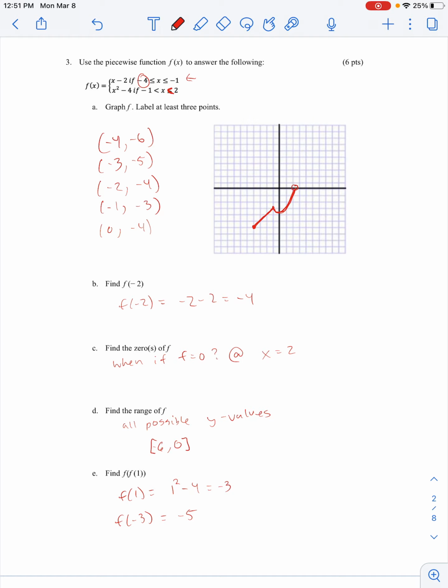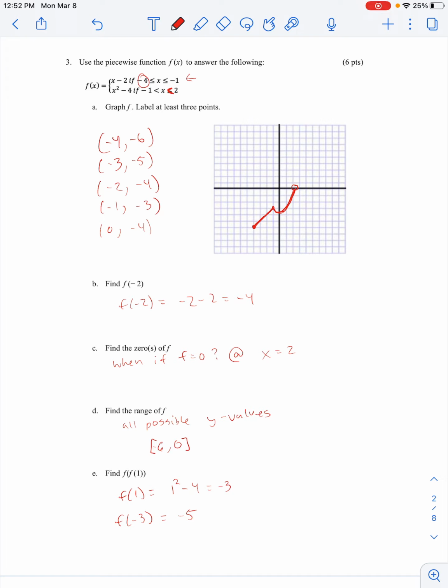Okay, so we're going to use our graph to answer the rest of these questions. If we want to find f of negative 2, we're going to use that first rule because negative 2 is between negative 4 and negative 1. So f of negative 2 is going to be negative 4. Find the zeros of f. We want to know when f, or our graph, equals 0. So that's when it's crossing the x-axis, and that's happening at x equals 2.